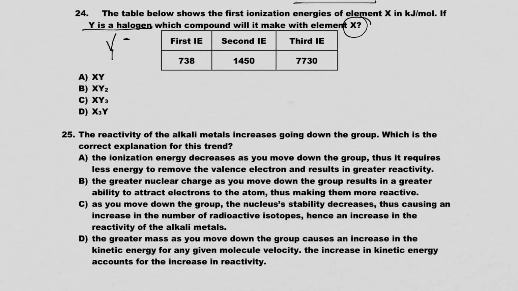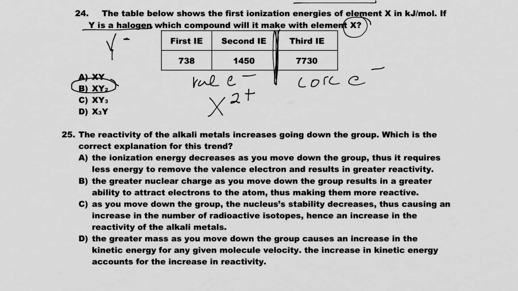So let's look at our ionization energy. 738, 1450, and then this huge jump. This is where you're supposed to realize to draw a line. This is the dividing line between valence electrons and core electrons. If there are two valence electrons, those are the two that would be removed. So that means that X is a +2 ion. We know Y is a halogen, so it's -1. What kind of compound would these form? It would have to be one X for two Ys. So B.